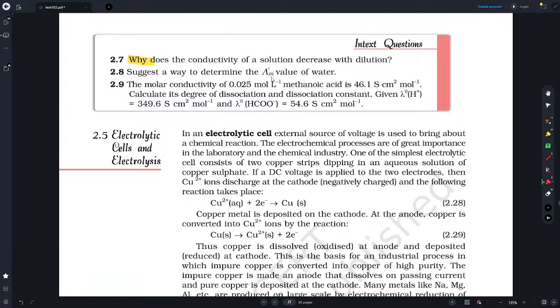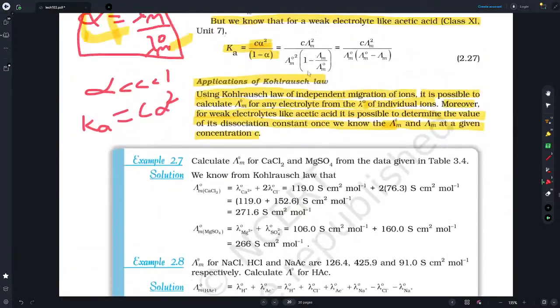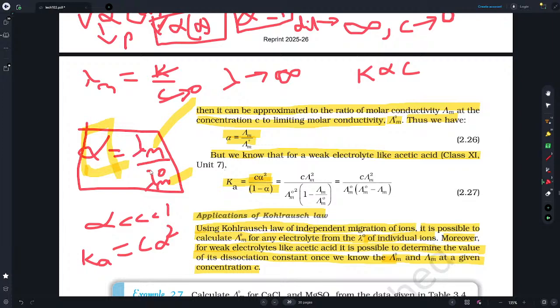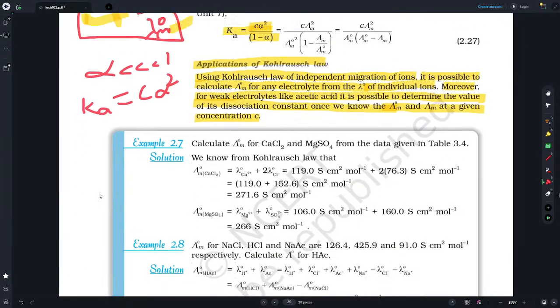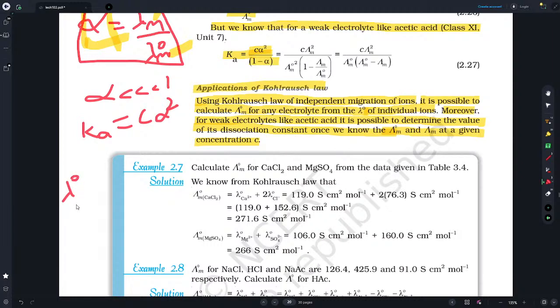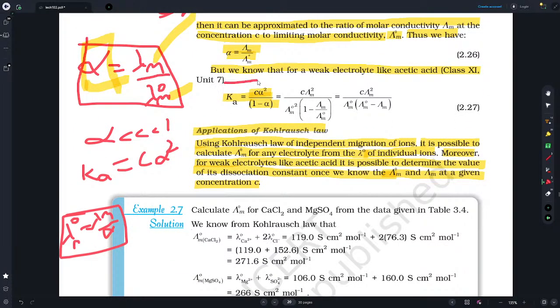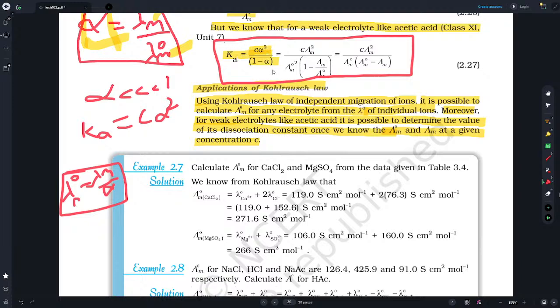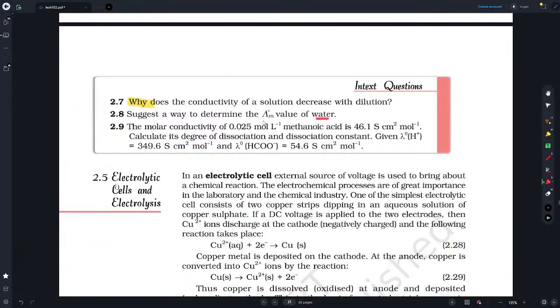Suggest a way to determine the limiting molar conductivity value of water. As water is not a strong electrolyte but a weak electrolyte, we can use Kohlrausch's law along with this formula, degree of dissociation equals lambda m by lambda m naught, and if we shift this, we can get limiting molar conductivity equals lambda m, the molar conductivity, by alpha. This is one of the methods, or using this equation, if we know the equilibrium constant, then we can find the limiting molar conductivity value of water. They did not ask us to find it, they just asked for a way to determine it. So it is one of the ways.